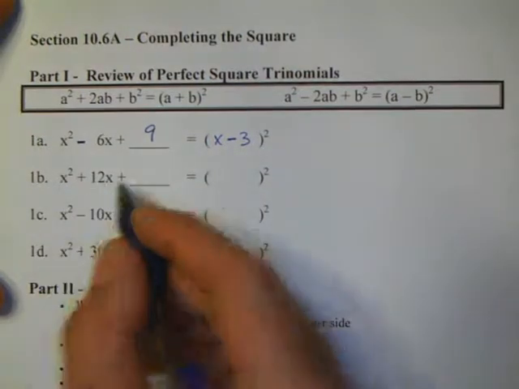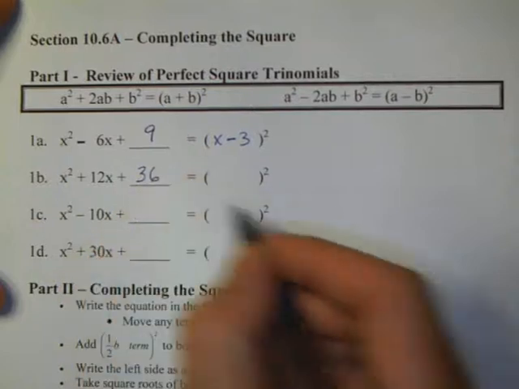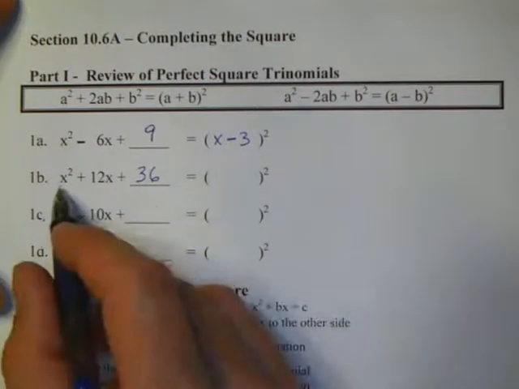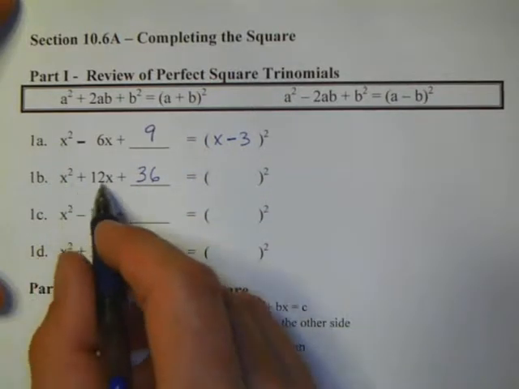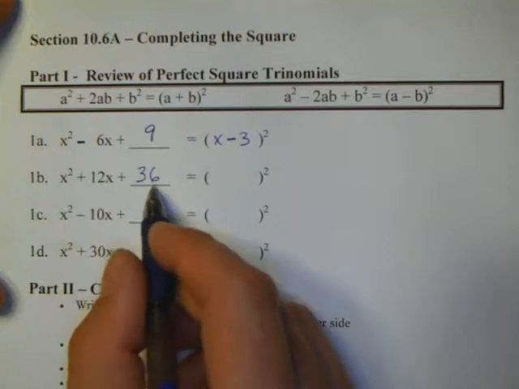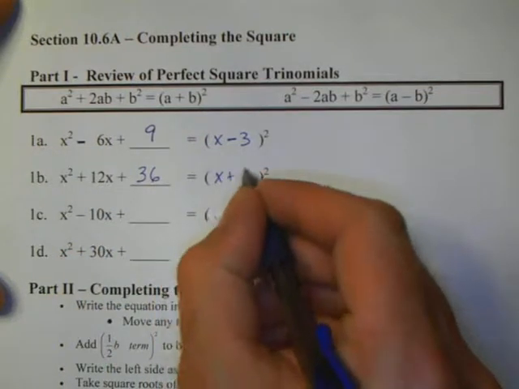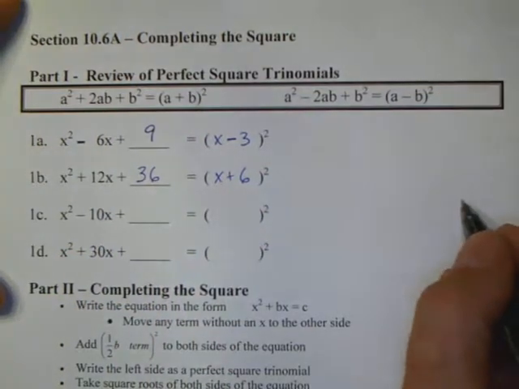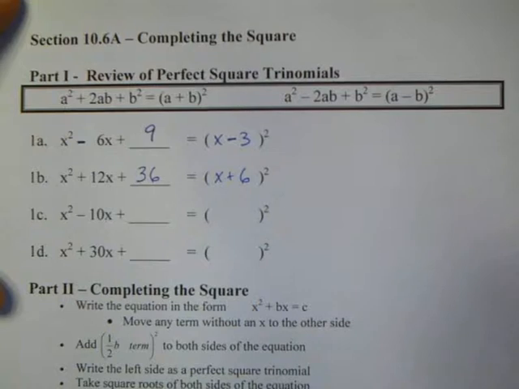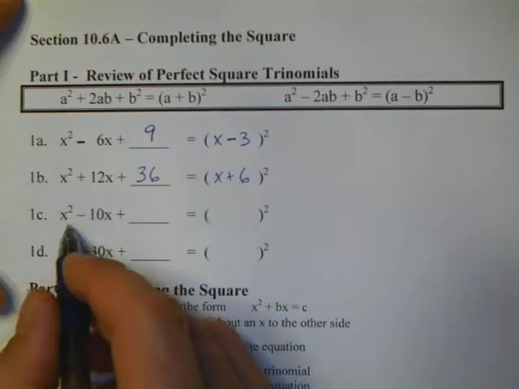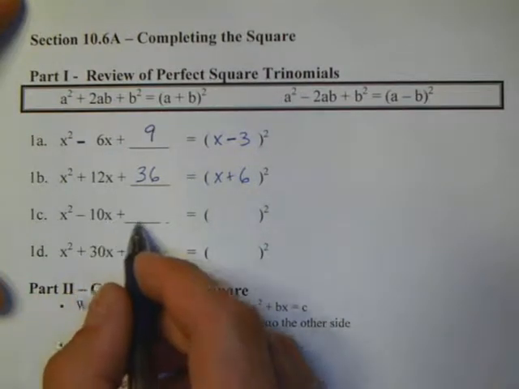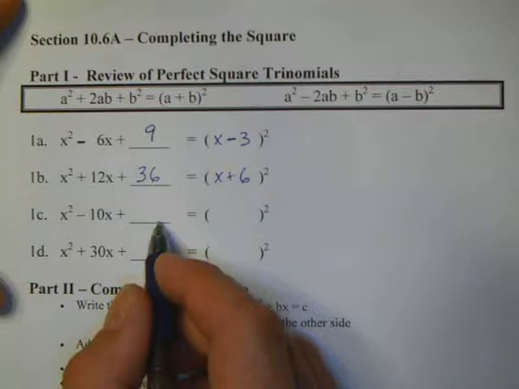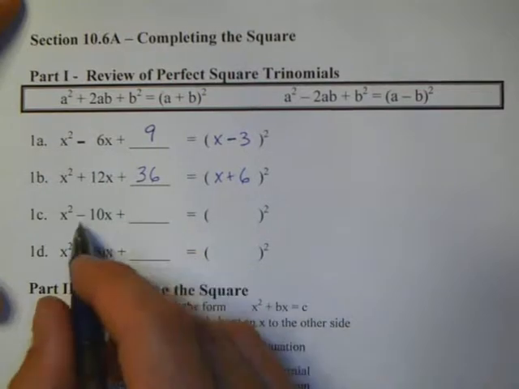Our next one, we take half of 12 and square it and get 36. 6 squared is 36. And so we take x plus 6 times x plus 6 will give us x squared plus 12x plus 36. On our third one, we have x squared minus 10x plus what?